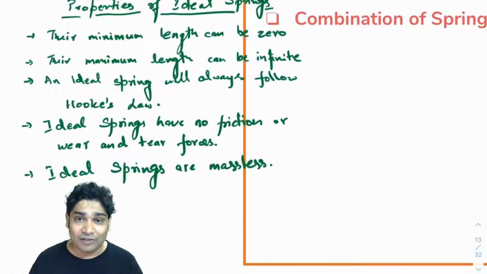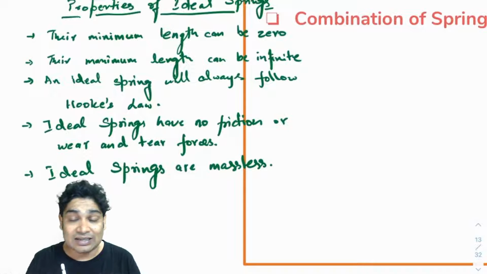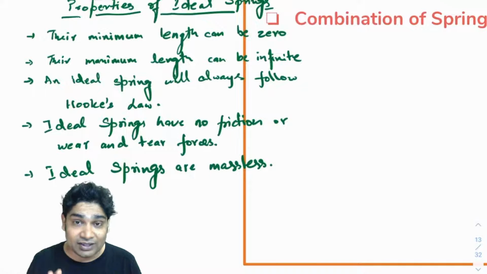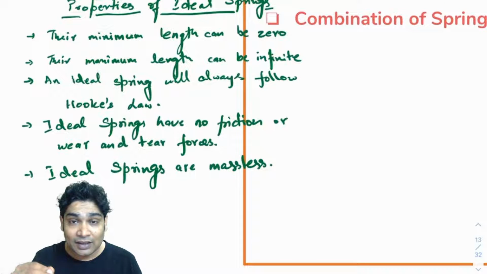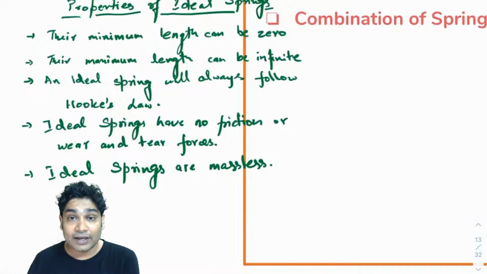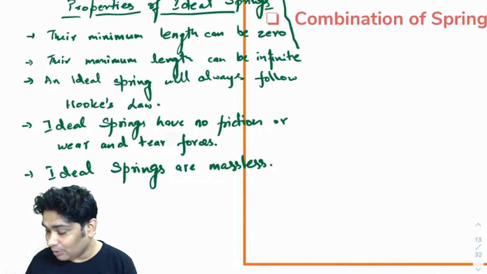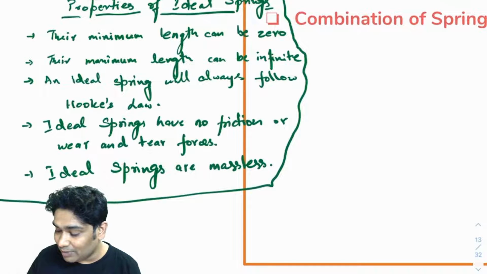But then after a point of time, over extensive usage, there will be wear and tear of these springs due to some friction between their parts and other internal wear and tear forces. So in ideal springs, all these forces are absent. There is no friction between their parts, and there are no wear and tear forces, so they don't get worn out. Finally, ideal springs are massless. So we do not consider the mass of any springs that we are studying. These are the properties of ideal springs that you must remember.